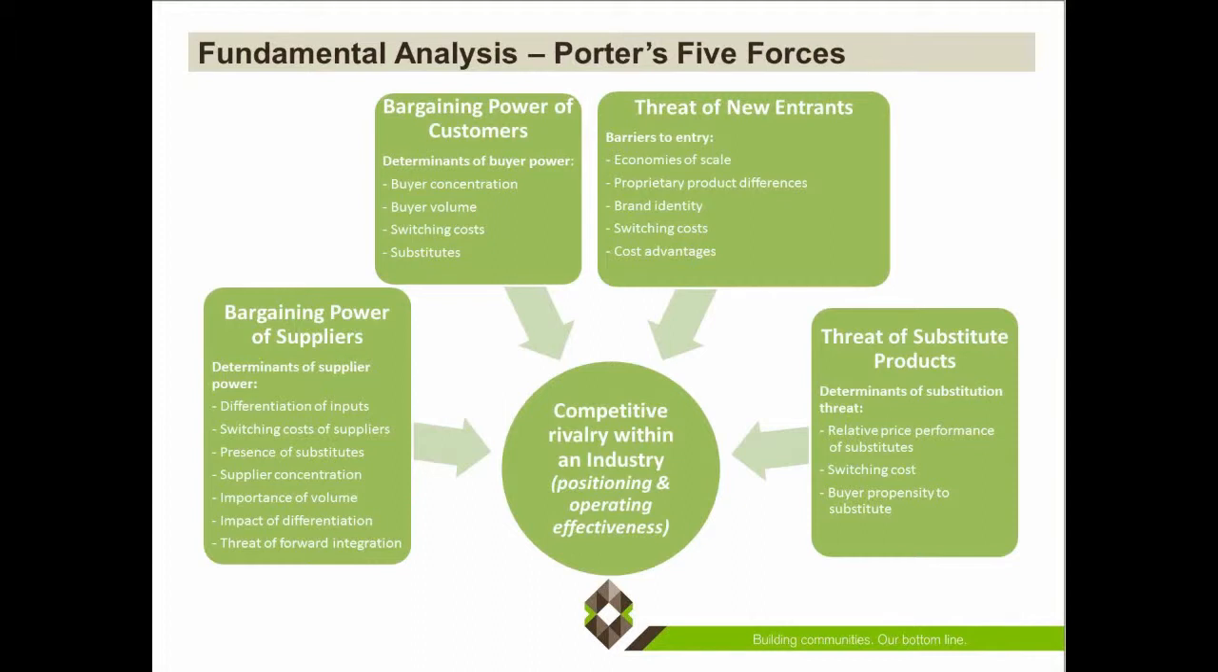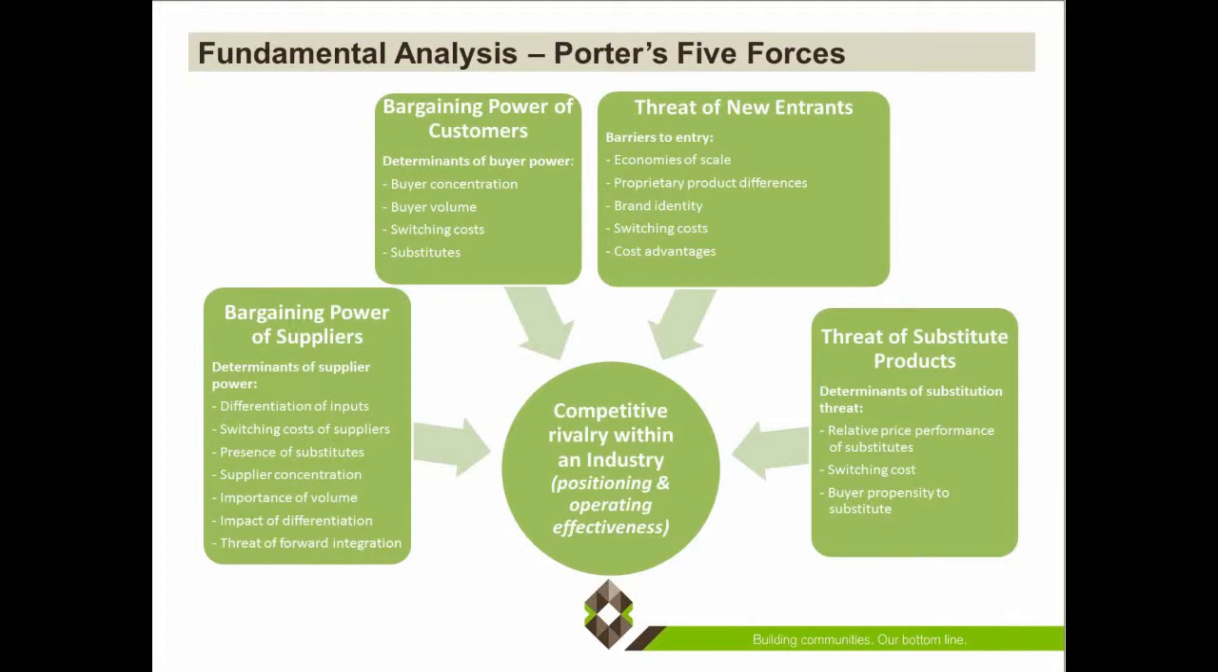Then threat of new entrants. What is your barrier to entry? Is it economies of scale? Have you got a niche proprietary product that no one can duplicate? Do you have brand identity? What are the switching costs involved in moving from your product to a new entrant, if they might give discounts? And then cost advantages. Do you have any cost advantages that could remain there, that could create a barrier to entry? Threat of substitute products.